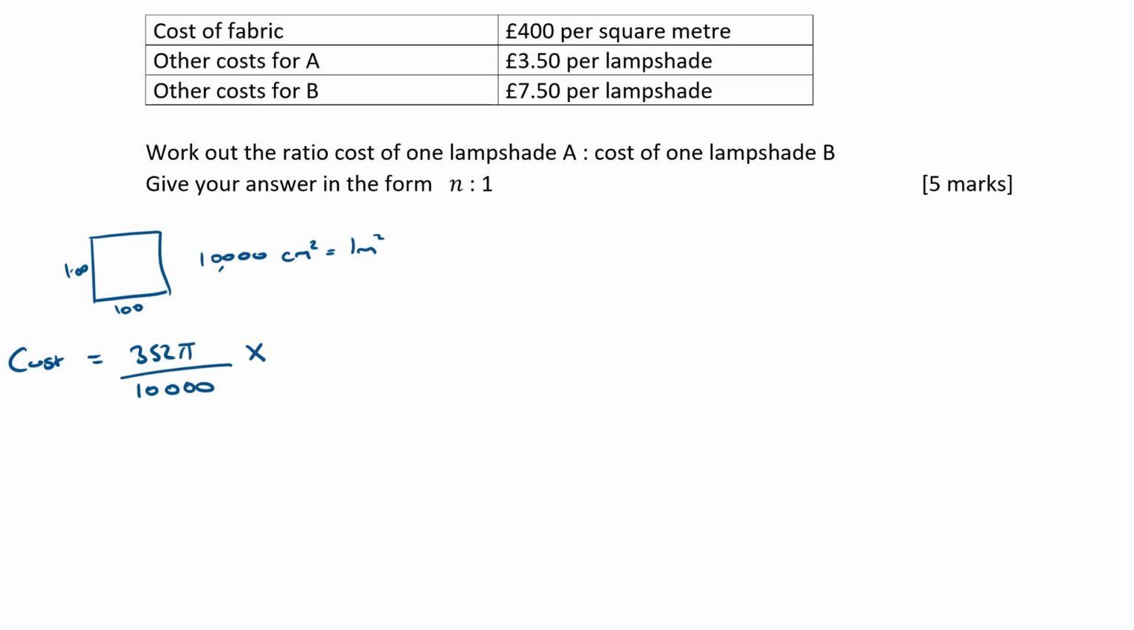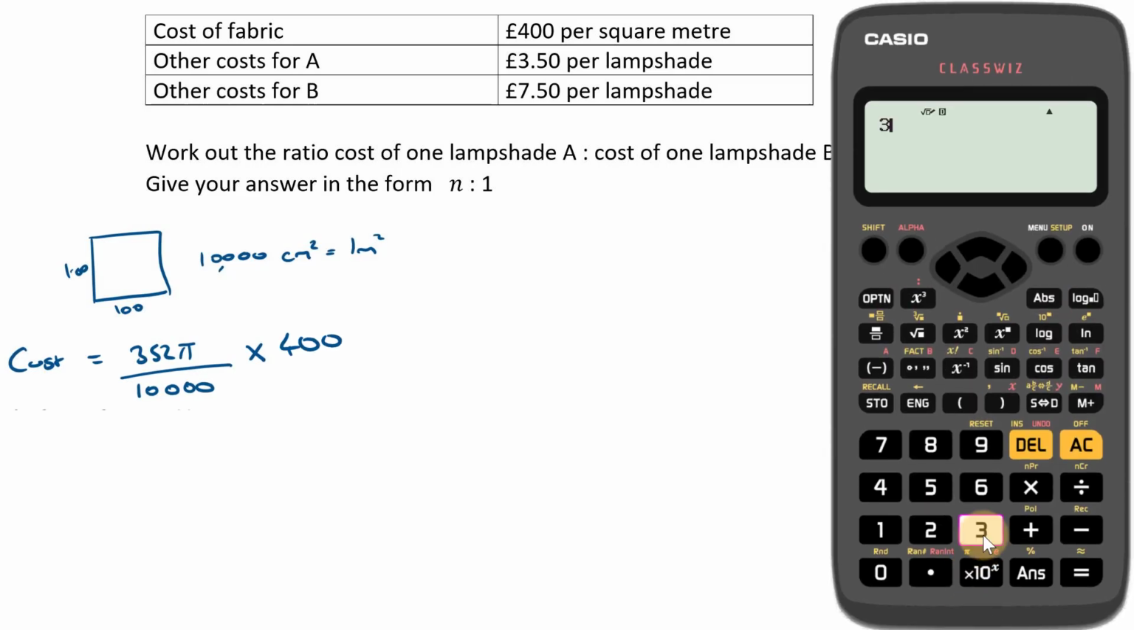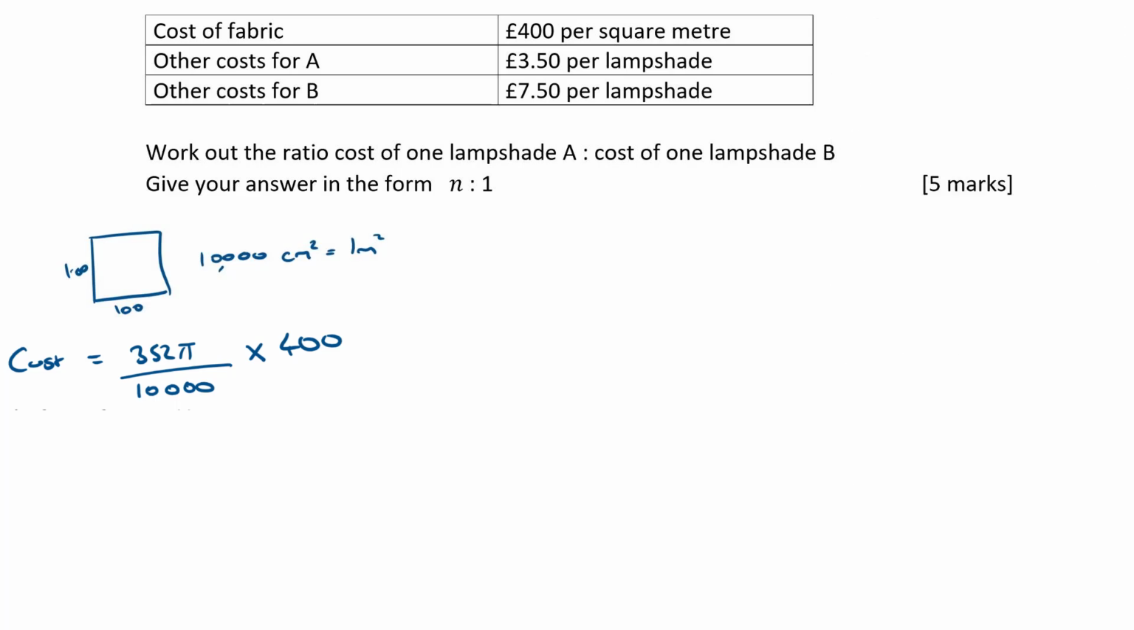Wow, that's expensive cloth. £400 for 1 square meter of this stuff. I don't know what it's made out of. Anyway, let's do the calculation. So 352 pi divided by 10,000, and then times by 400. That means the cost of this material is going to be £44.23. Okay, that's the cost of the cylinder lampshade. Let's move on to lampshade B.